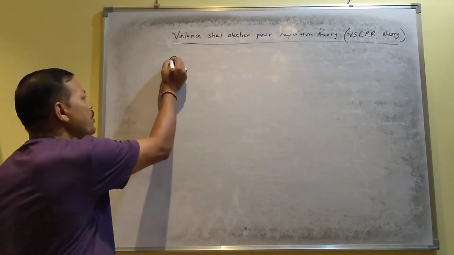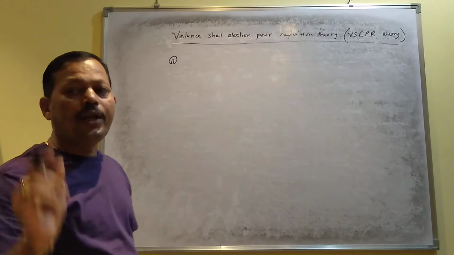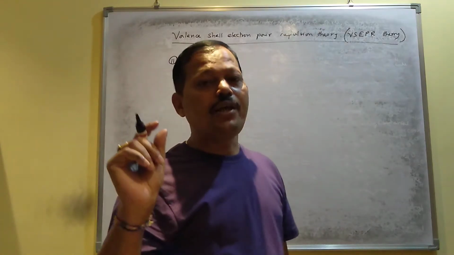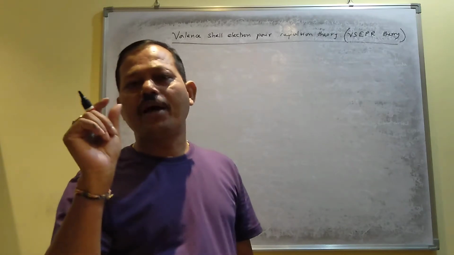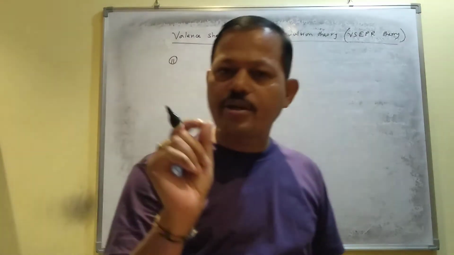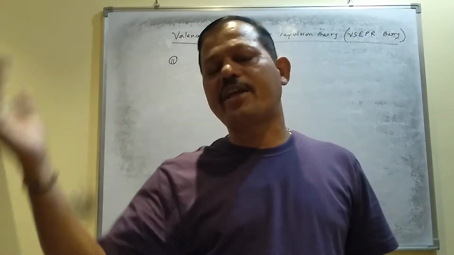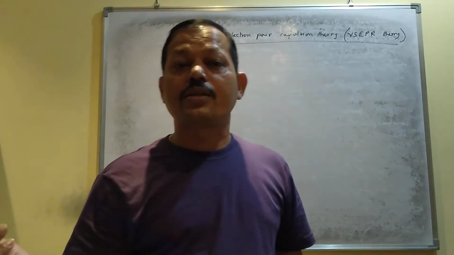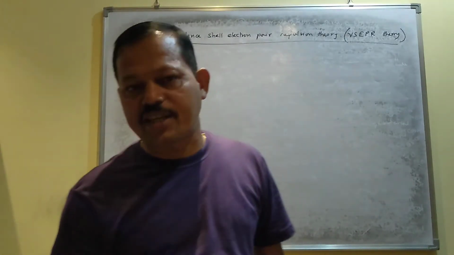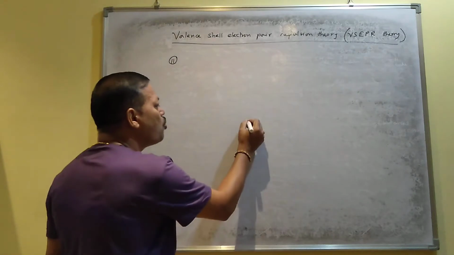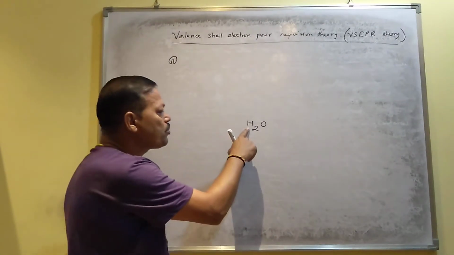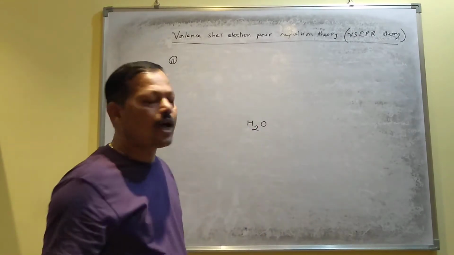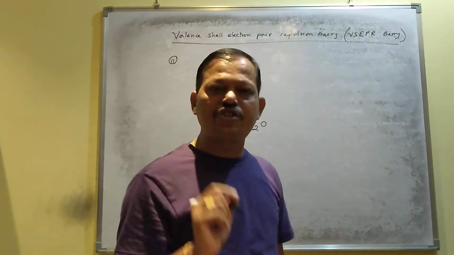Now, number 2 point. When a molecule contains three or more than three atoms, then one of the atoms is said to be the central atom and the other atoms are said to be surrounding atoms which are linked with the central atom. For example, water, H2O. Here how many atoms are present? Two atoms of hydrogen, one atom of oxygen. I mean, this is one of the molecules which contain three atoms.